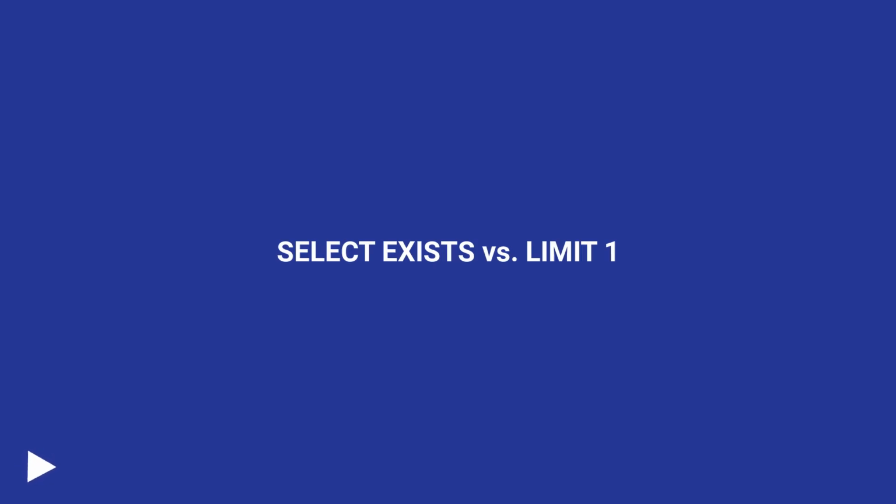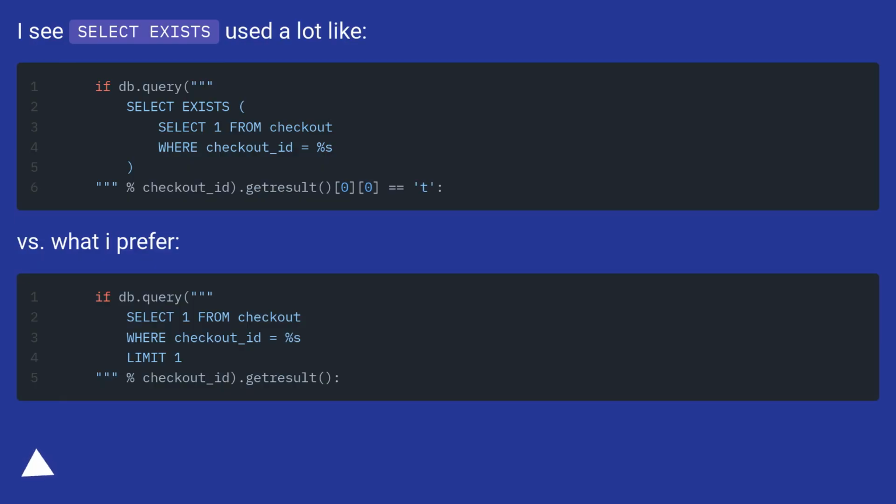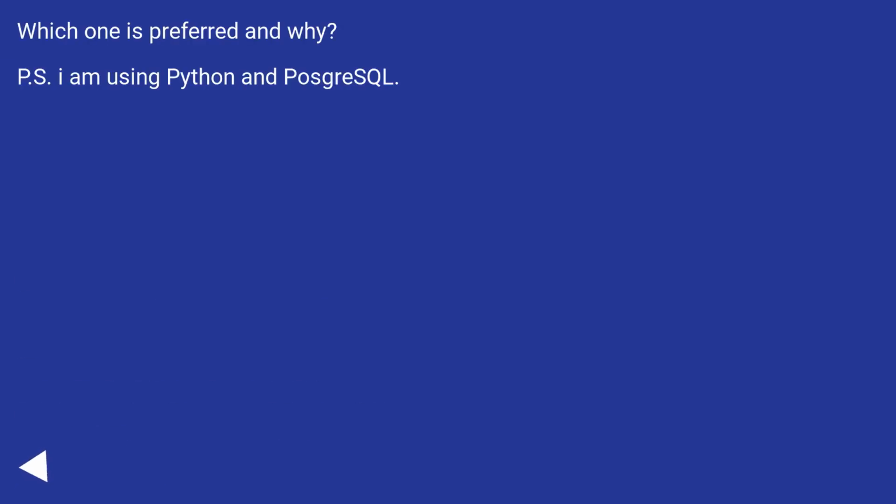Select exists versus limit 1. I see select exists used a lot, versus what I prefer. Which one is preferred and why? PS, I am using Python and PostgreSQL.